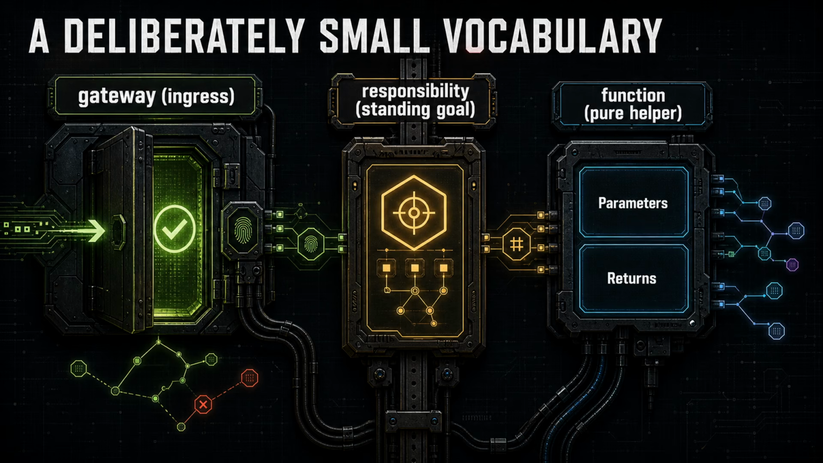Yeah, so ingress, standing work, and pure helpers. That covers the space without a sprawling taxonomy. A small vocabulary. On purpose. Now you can hold the entire node taxonomy in your head, which is the point.